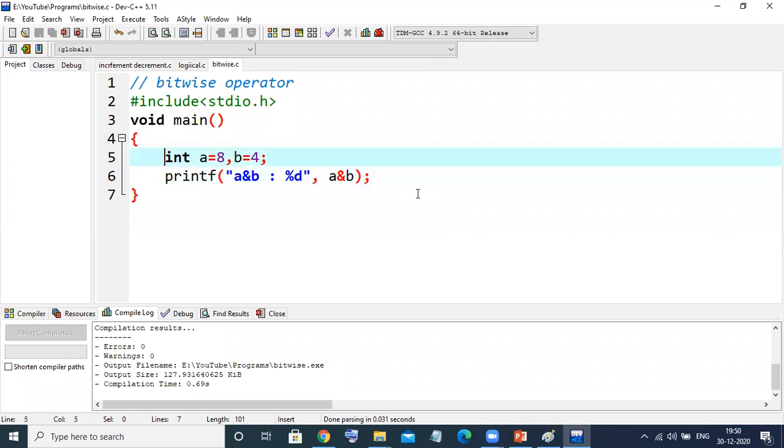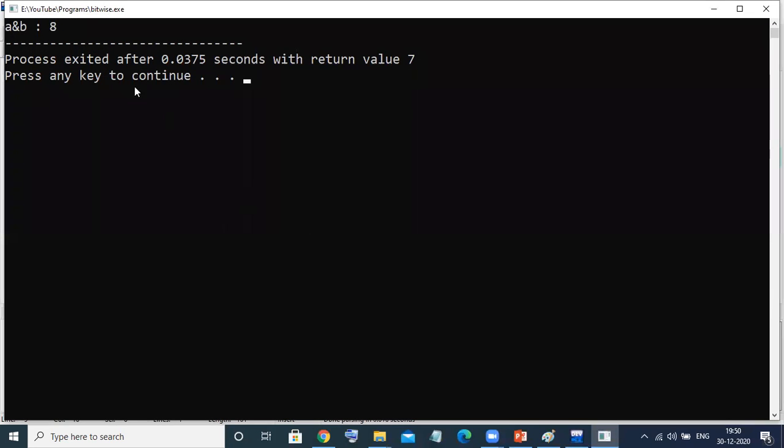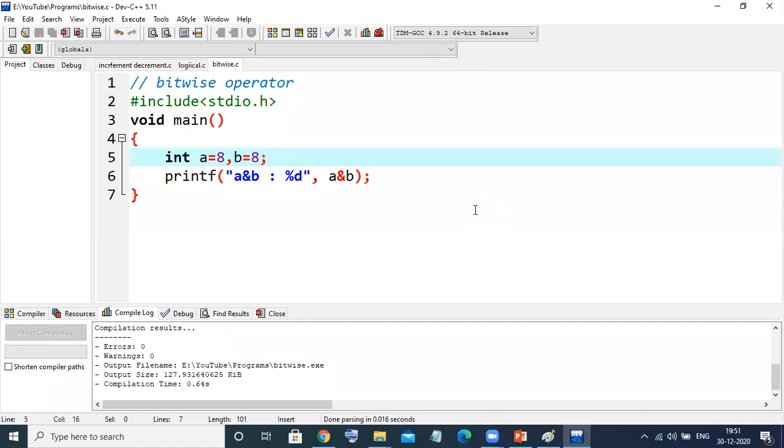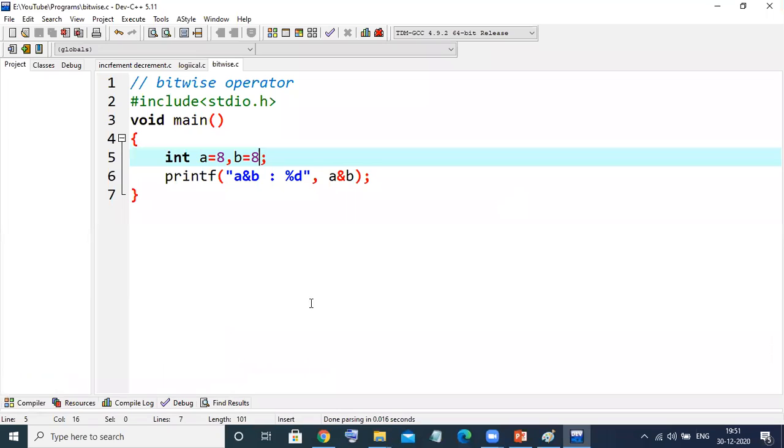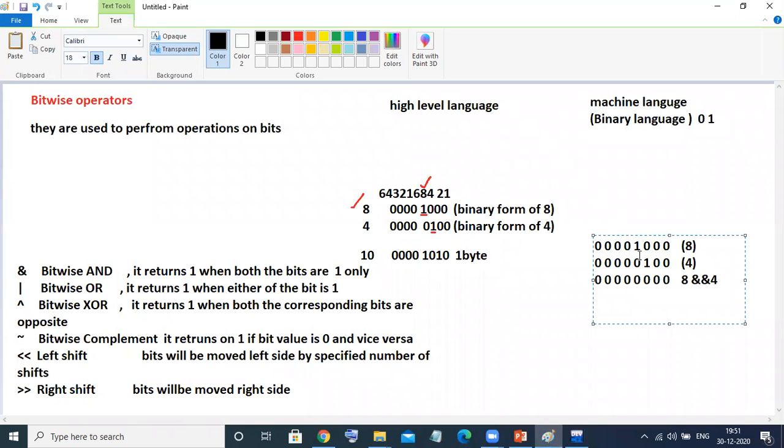But if I take 8 and 8, what result will you get? 8, because 1 and 1 is 1. Yes or no? Don't get confused, see the answer here. If both numbers are 8, it is 0. And suppose I take this as a 1. So what will this logical AND return? 1. When will it return 1? When both the bits are 1. This bit and this bit are 1 only. So this will return what?